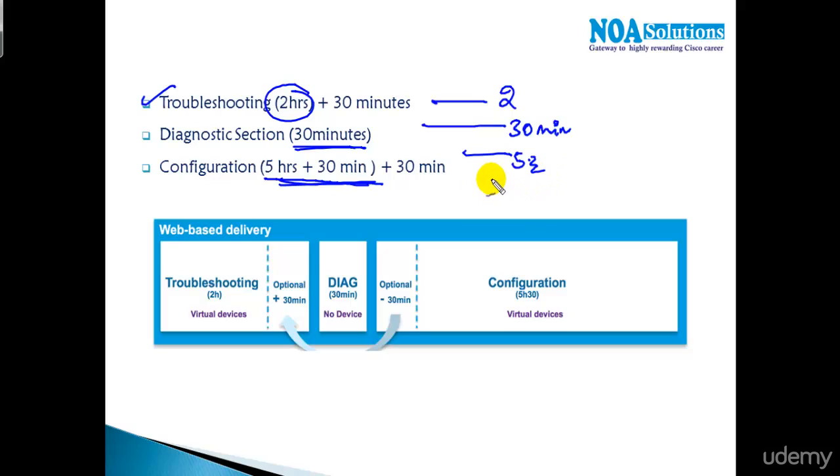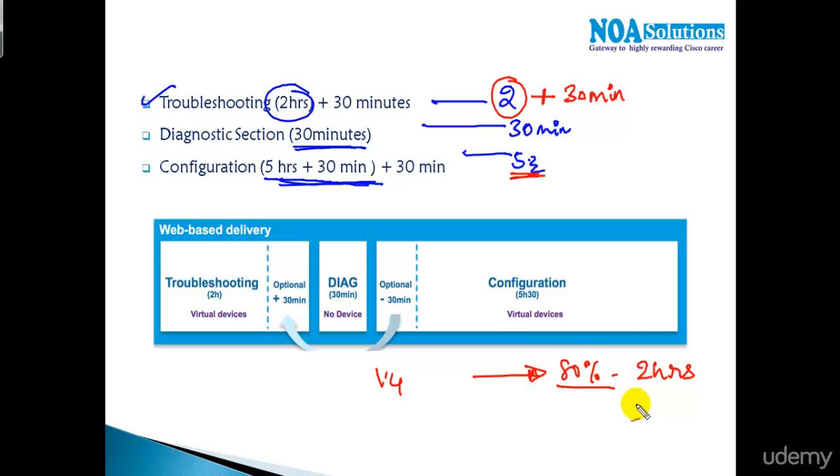Now there is one major change in the new version. In version 4, you had a troubleshooting section of 2 hours and a configuration section of 6 hours. Now in the troubleshooting section, you can get an additional 30 minutes if you want. Let's say I'm working on some questions and I'm not 100% done, maybe I'm done with 80% of the troubleshooting section in the given 2 hours, and I need some extra time, so you can use an extra 30 minutes.